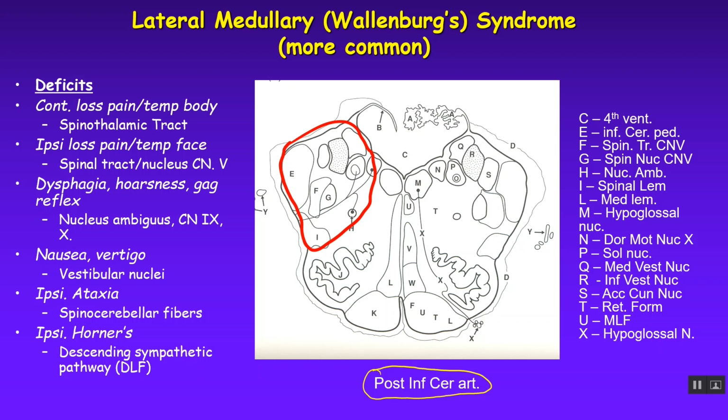You're going to have contralateral loss of pain and temperature from the body via the spinothalamic tract. So this is the spinothalamic tract here, this I right here. That's the spinal lemniscus. That's pain and temperature coming from the opposite side of the body. We're up in the medulla, that's all crossed over. That stuff crossed over in the spinal cord, so it's going to cause contralateral loss of pain and temperature.